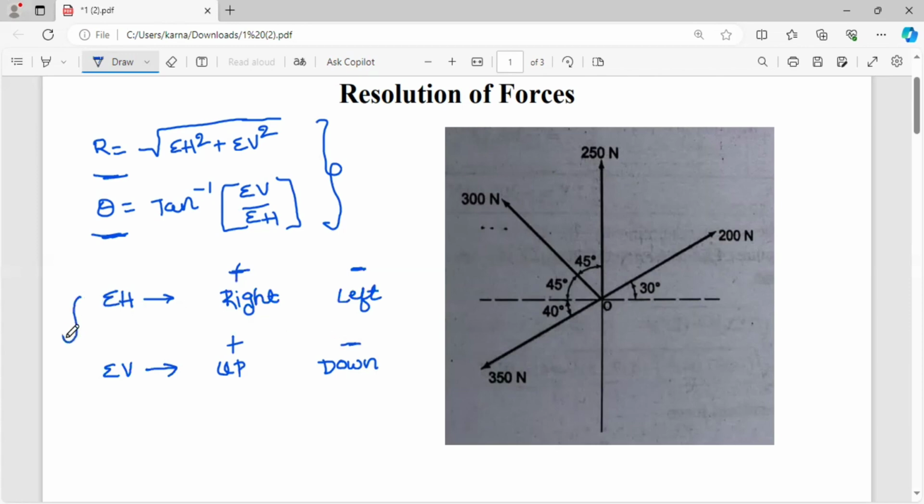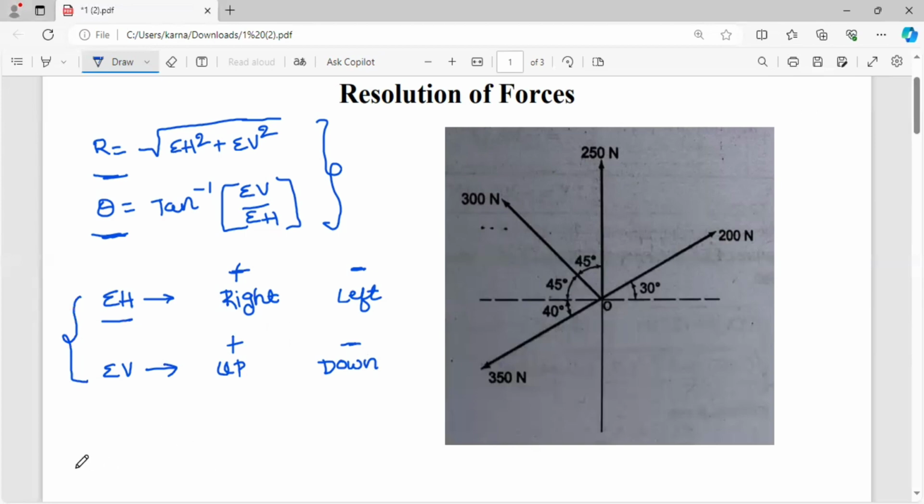These are the basic things you have to remember. While calculating sigma H, you decide whether the force is right or left only. You don't worry about upward or downward. Next, while calculating sigma V, you have to decide whether the force is acting in the upward direction or in the downward direction only. Don't worry about right hand or left. Okay, now I will calculate sigma H for this type of problem.